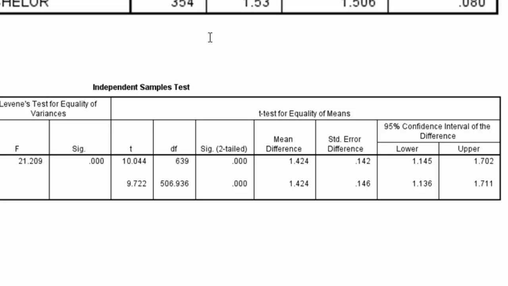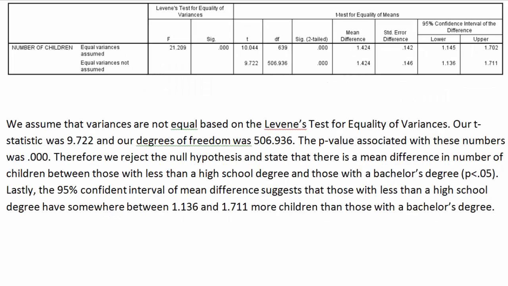I'm going to go ahead and write up the results and then read them back so that you can have an example of how to write up your results for your activities. Okay, so I've written up my results, and the first thing we want to specify is whether or not our variances are equal. Based on Levene's test, we found that we can assume they're not. Our significance level was less than 0.05 for Levene's test, so that means that variances are not equal. So I start off by saying we assume that variances are not equal based on Levene's test for equality of variances.